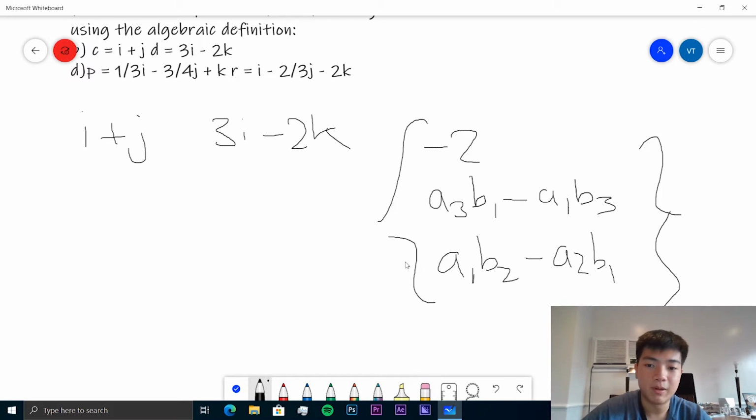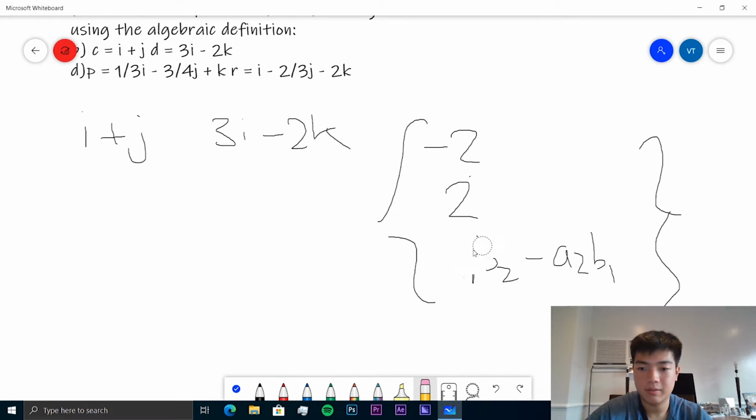Next, A3B1. A3 is 0, again. A1 is 1, B3 is negative 2. So we have 1 times negative 2 times negative 1, which is 2. And then A1B2 is 0, minus A2B1, so that's 1 times 3. And 1 times 3 is going to be 3.